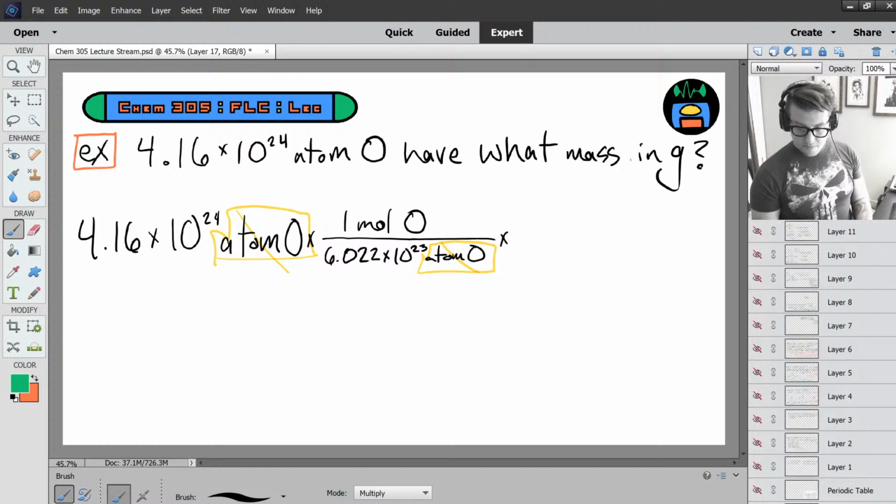Susan, the 10 to the 23 is right here for Avogadro's number. Yeah, totally. But another sample could be any size. But Avogadro's number is always 10 to the 23.